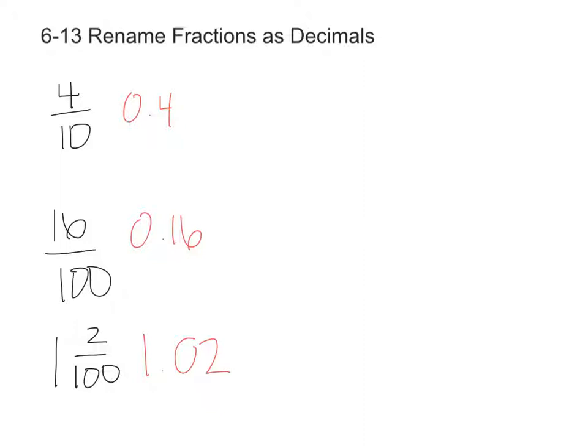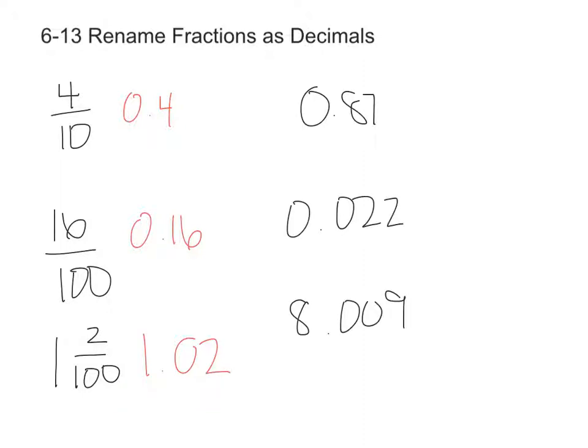Remember that if there is 1 zero, then we only have one spot behind the decimal. If there are 2 zeros, we have 2 spots behind the decimal. Similarly, we know how to rewrite decimals as fractions.